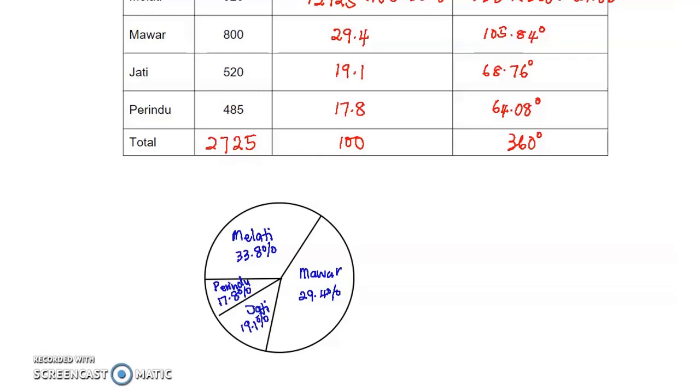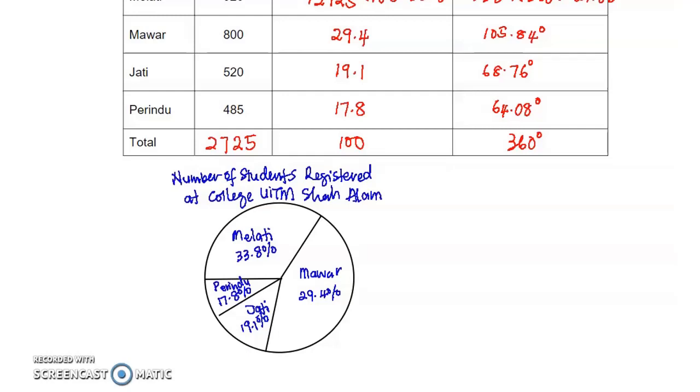The data just now is about the number of students registered at UiTM Shah Alam colleges. So: number of students registered at college UiTM Shah Alam. Just put any suitable title.